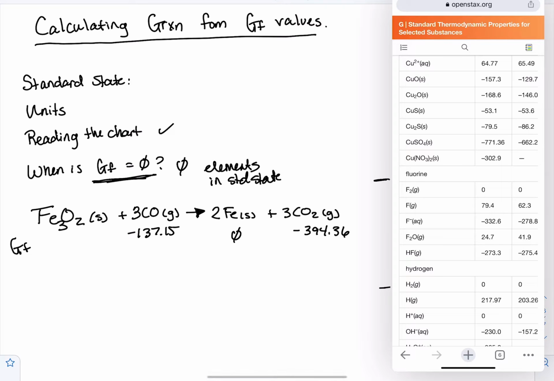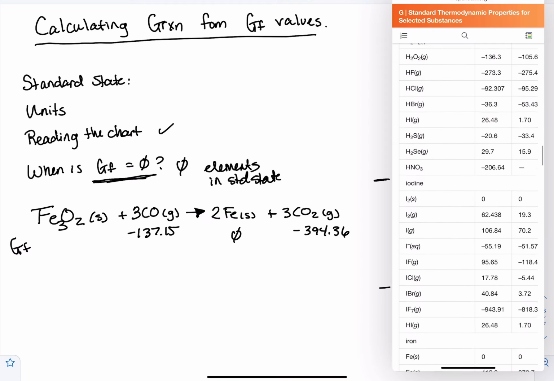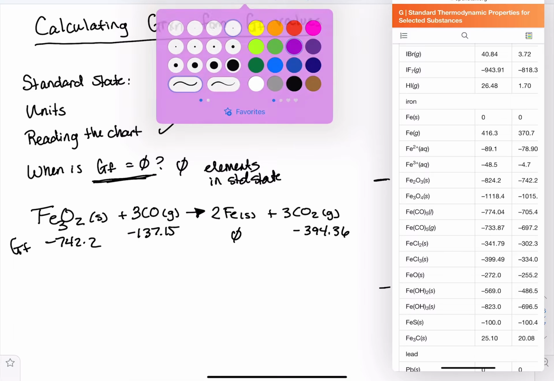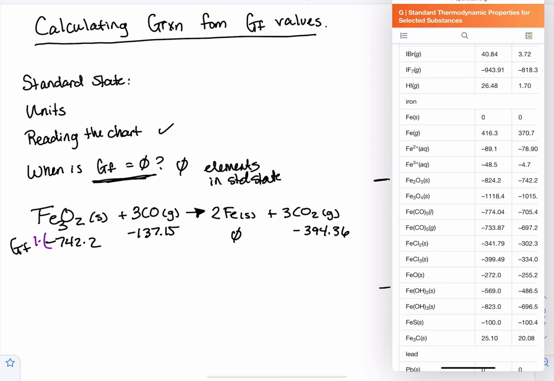So we've read the chart. Let's double check our units at the very top. Well, let me get my other iron value in here. So my iron, Fe2O3, that's the middle number, is negative 742.2. I also just noticed I didn't put my numbers in. This is 1 times that number. This is 3 times that number. This is 2 times that number. And this is 3 times that number.